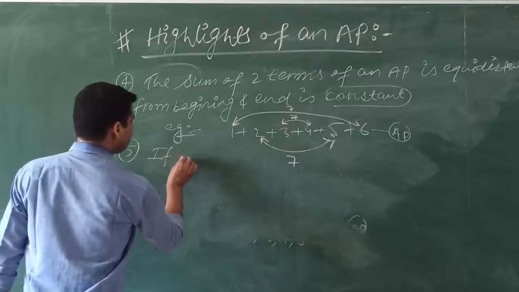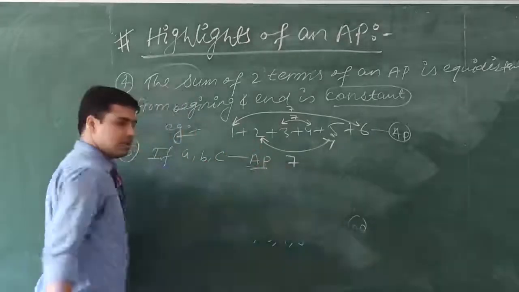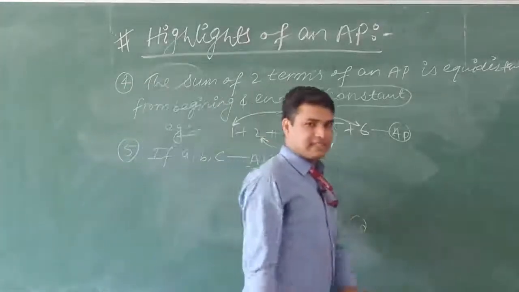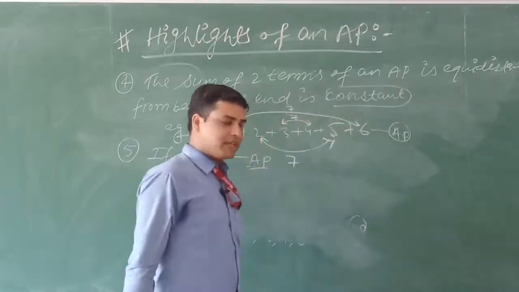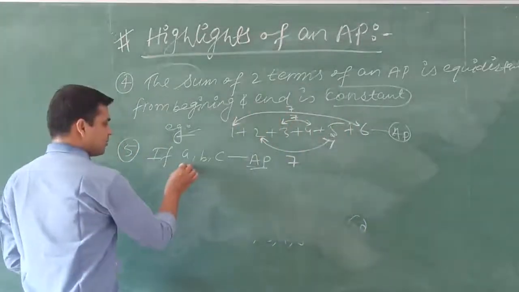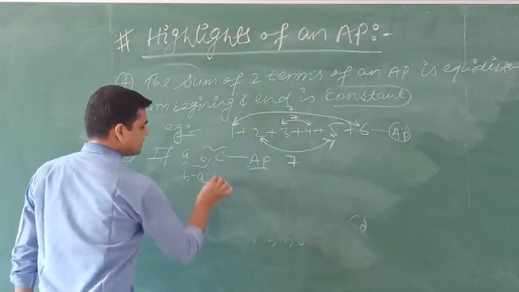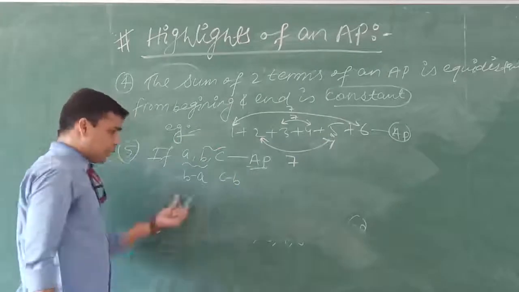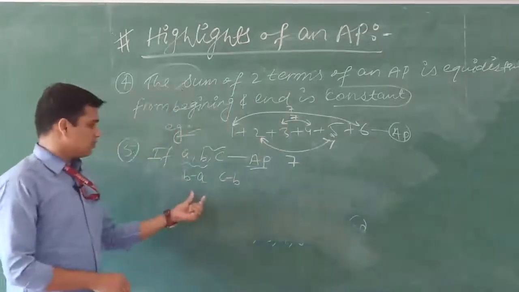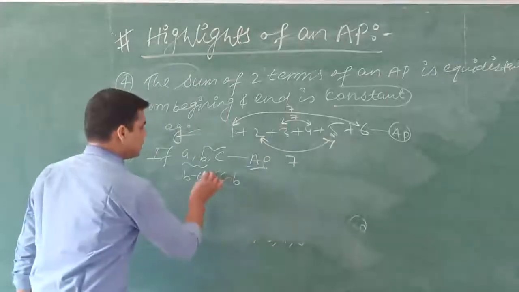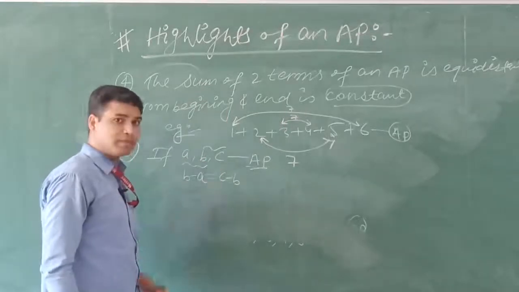If A, B, C are in AP, then what will happen? We know that if a given series is in AP, the common difference should be the same. So see this here: what is the difference between this and this? B minus A. What is the difference between this and this? C minus B. For AP the difference should be the same, so we can equate them: B minus A equals C minus B.